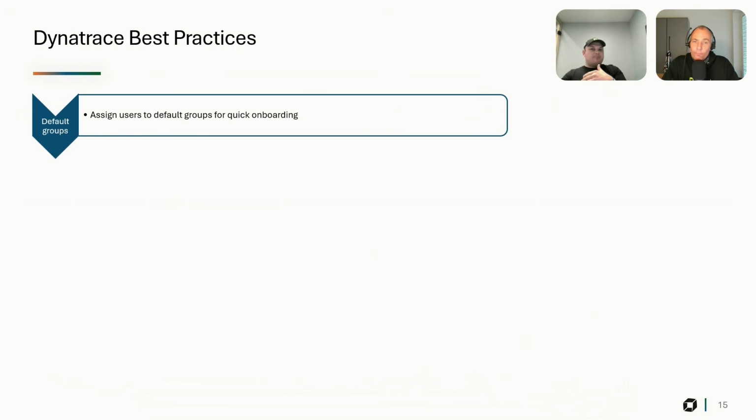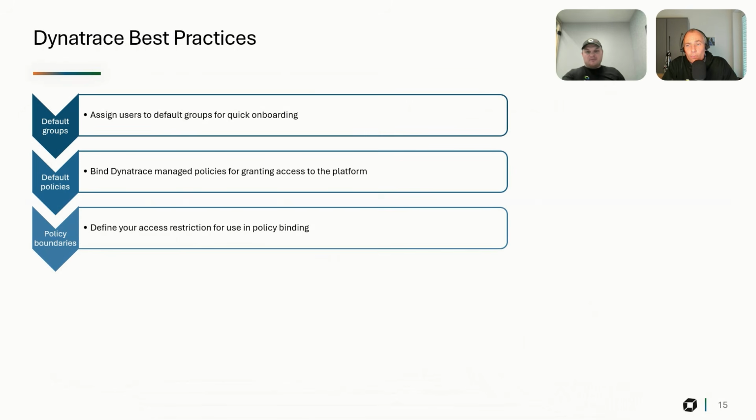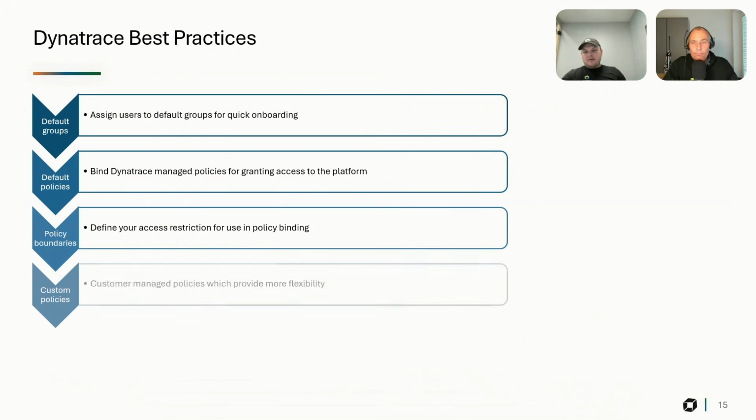We have here a staged approach. So if you want to get started quickly, use the default groups. It's a very fast way for quick onboarding. Everything is pre-configured. You have access to all the environments on your account. Then come the default policies, where you basically have prepackaged permission sets that you will just add to a group to give access. You can refine that with boundaries to give you the exact access restrictions that are necessary. Then come custom policies with more flexibility.